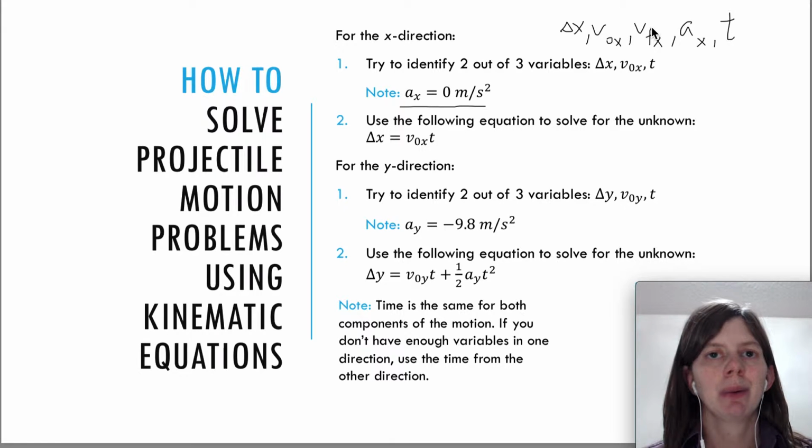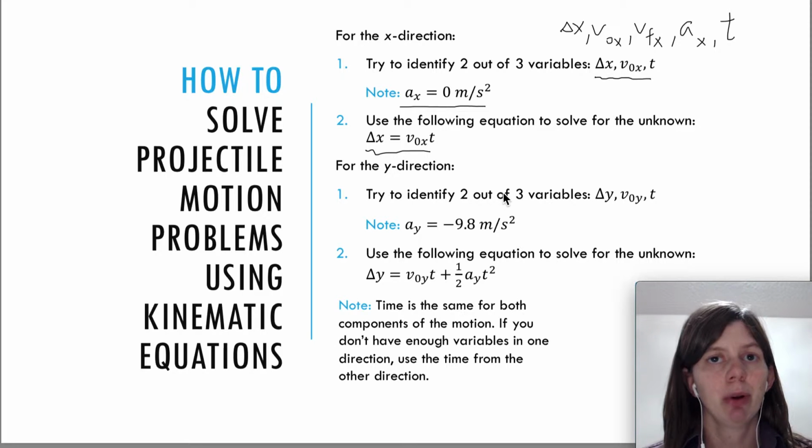Most of the time, we don't need the final velocity in the x direction. And if we do, we already know it's the same as the initial. So you really want to identify 2 out of these 3, delta x, v initial x, and t. And then use the following kinematic equation to solve for the unknown. This is assuming that you have 2 out of the 3 variables. If you don't, you go ahead and look at the y direction.